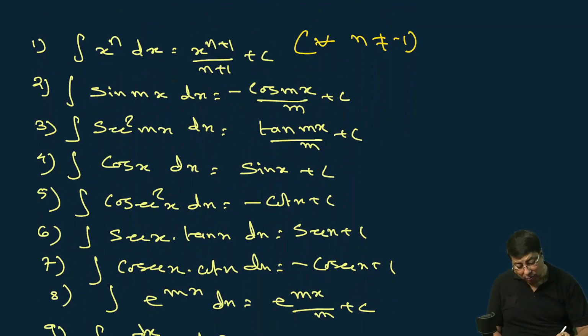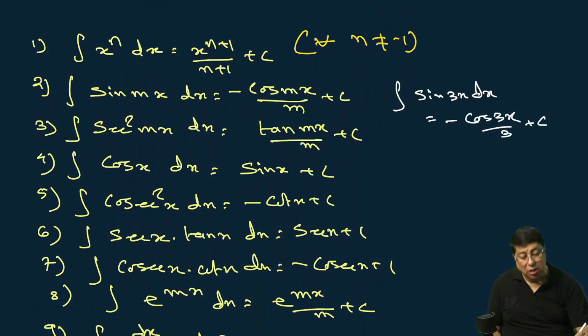And one more thing, the derivative of minus cos mx by m equals sin mx. That is why the integration of sin mx is minus cos mx by m. For example, if I give some examples, it will be easier for you to understand. The integration of sin 3x dx equals minus cos 3x by 3 plus c. So with every integration, there is one constant c.